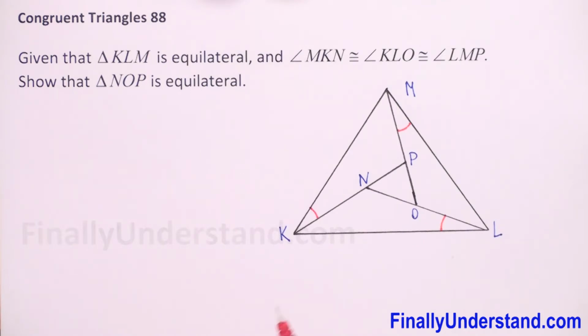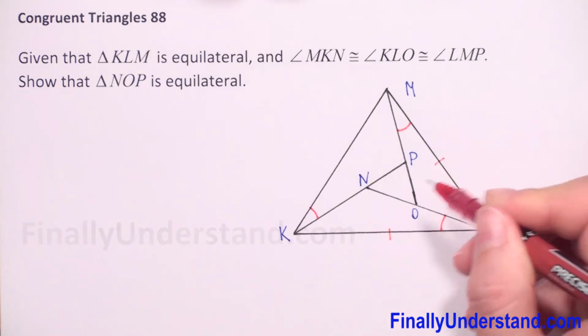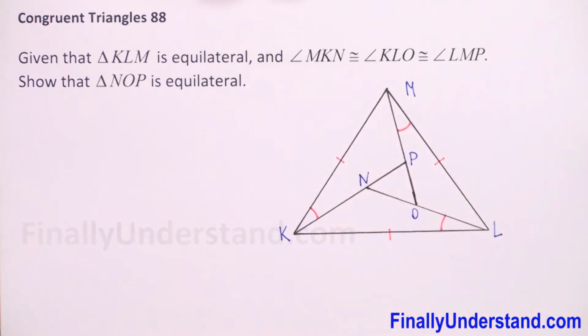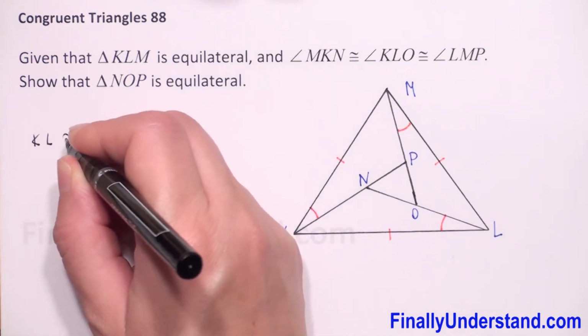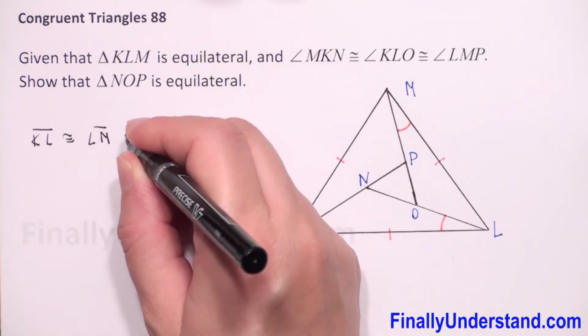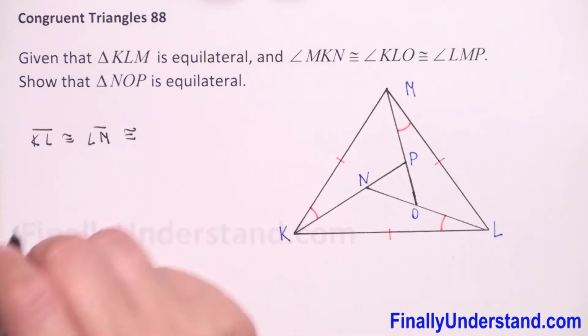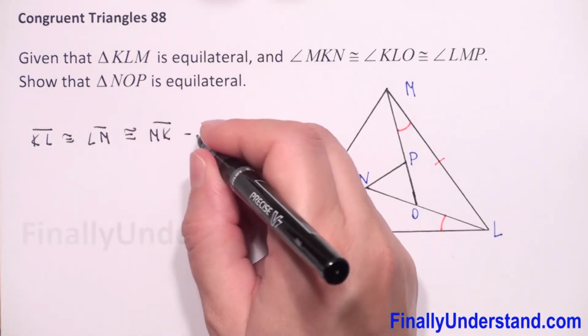What else do we know? That triangle KLM is equilateral. It means that all sides are congruent. So this side is congruent to that and to that. So we can write that KL is congruent to LM and is congruent to MK. This is given.